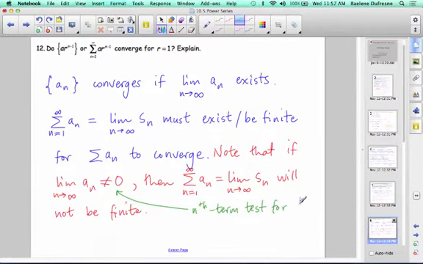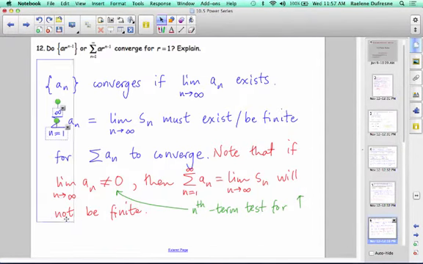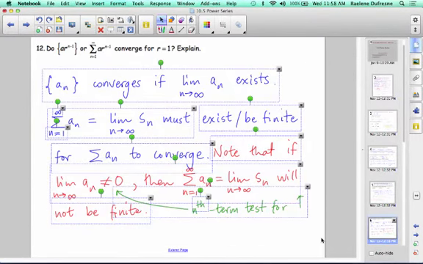So the nth term test for divergence is only a test to say that we can be sure that a series diverges if the nth term of the sequence does not approach 0 as n approaches infinity. However, if the nth term does go to 0, then we cannot conclude whether or not the series converges or diverges, and we would have to use another test. Okay, so this is a reminder of what it means for a sequence or for a series to converge.